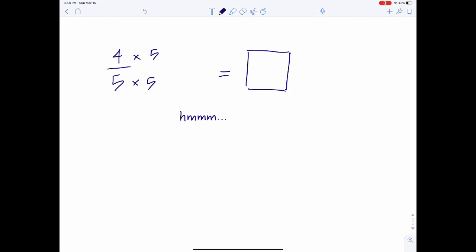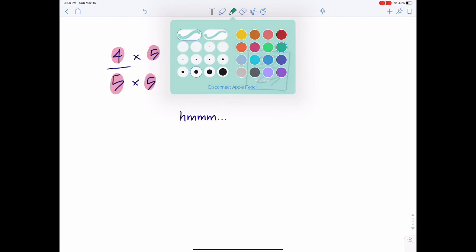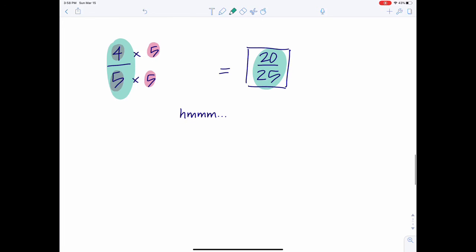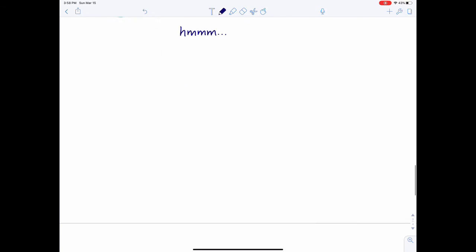So show me 4 times 5 is equal to what? 4 times 5 is equal to 20. 5 times 5 is equal to 25. Sorry, I got ahead of myself a little bit with that exit ticket there. 4/5 is equal to 20 over 25. Those are equivalent fractions. Now it's your turn.